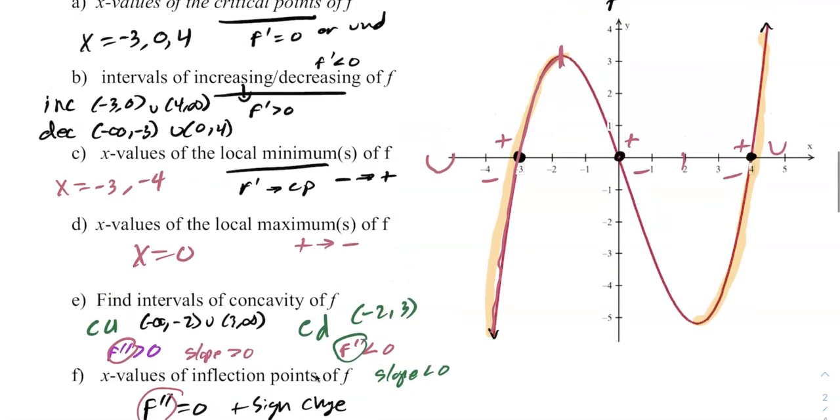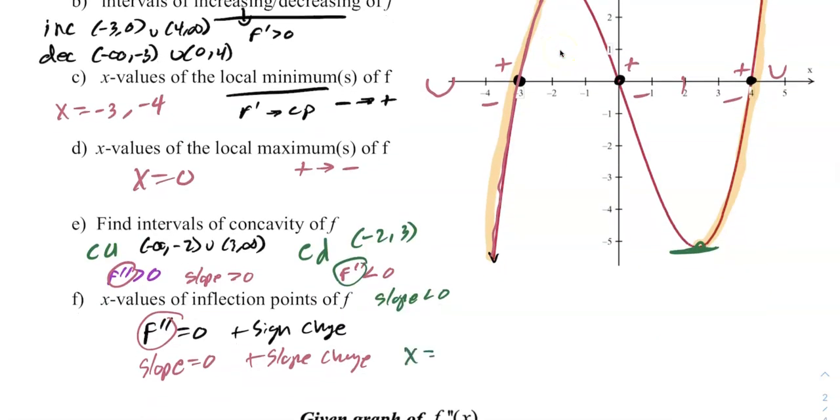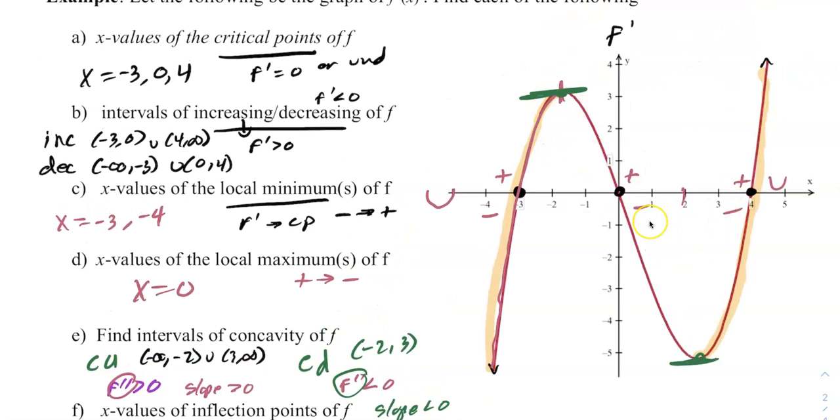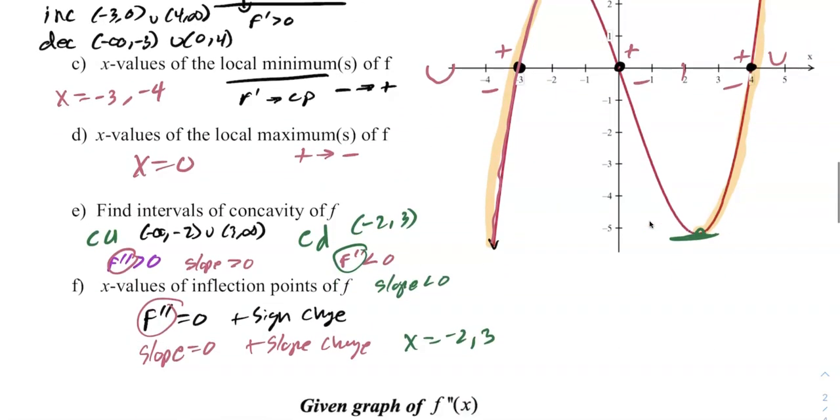So look at this one. Where does my slope equal 0 at? Well, here and here. And is there a slope change? Yeah, in this case, it goes from positive to negative, and it goes from negative to positive. So those are my inflection points at x equals -2 and 3-ish. They're a little off. I'm going to say that's 3, I'm going to say that's -2. That's a little funky. But that's the idea. That's how you read the first graph.